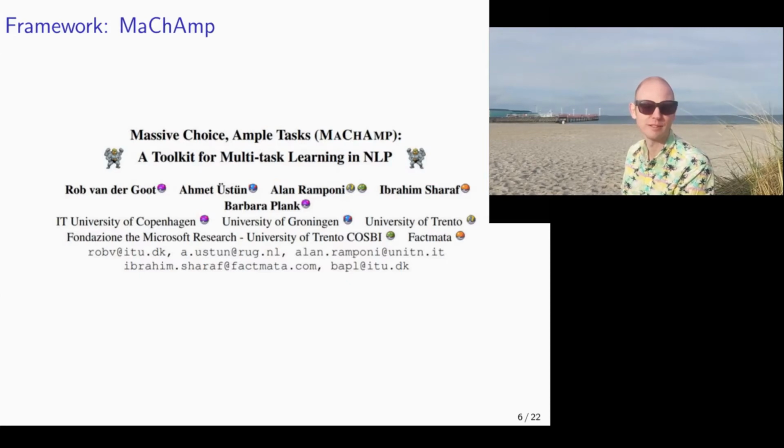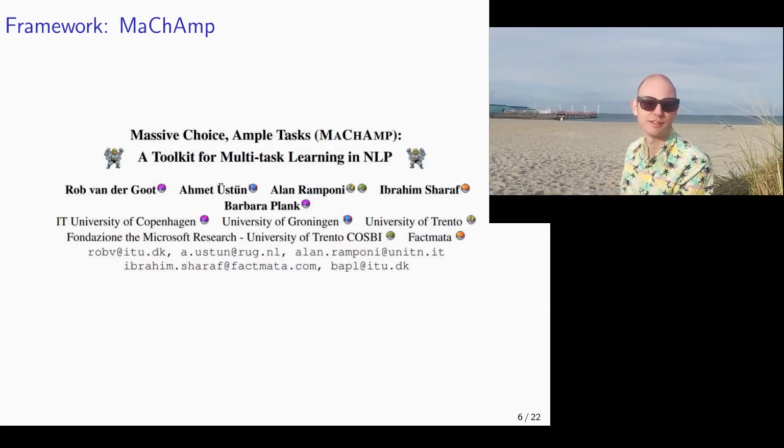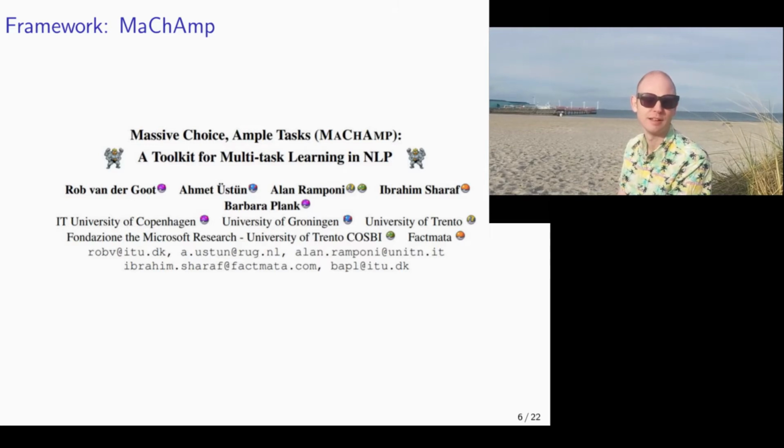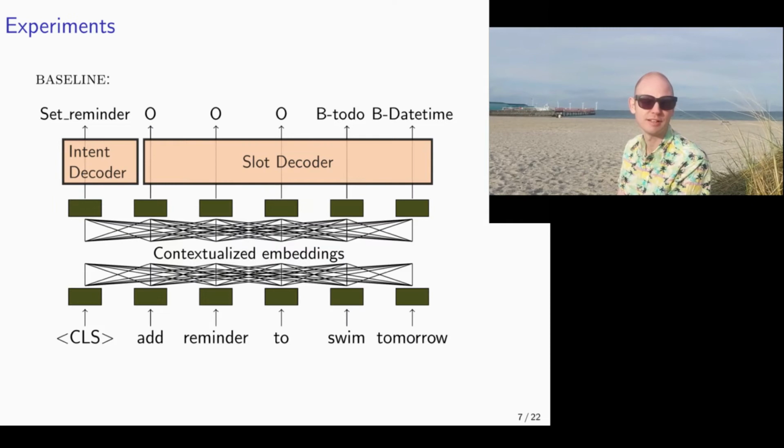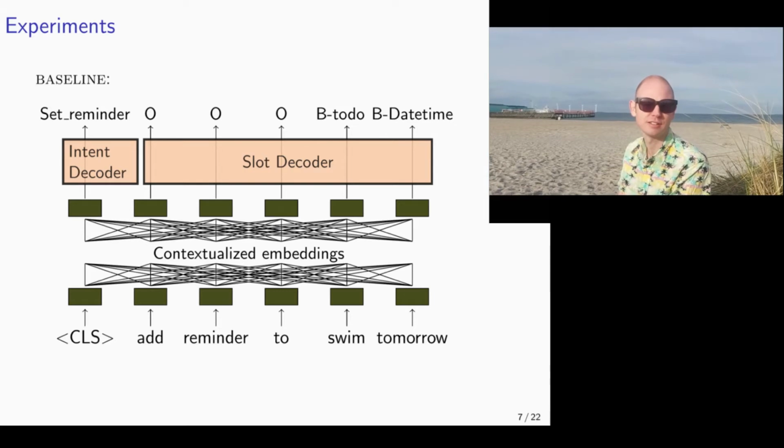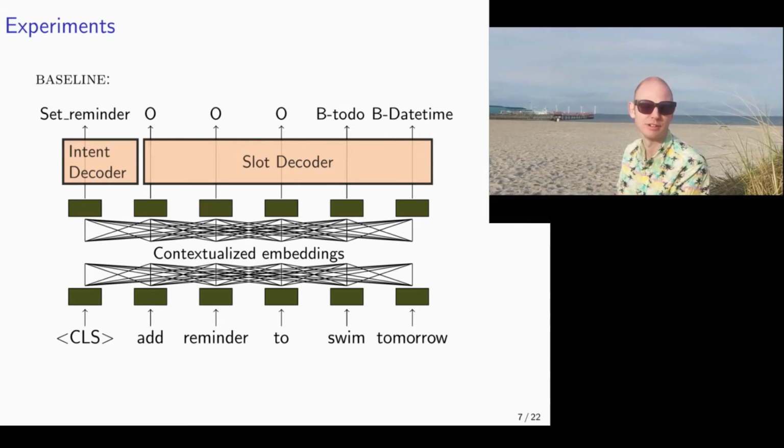For our experiments, we used MaChAmp, a multitask learning framework for NLP. We use it as a baseline as well as a starting point for our models. A standard MaChAmp model for slot and intent detection would look like this. As input, it takes the words, which are then embedded using contextualized embeddings, and this encoding is shared, while for each task it adds a separate output decoder. For our auxiliary tasks we will add additional decoders on top of this.